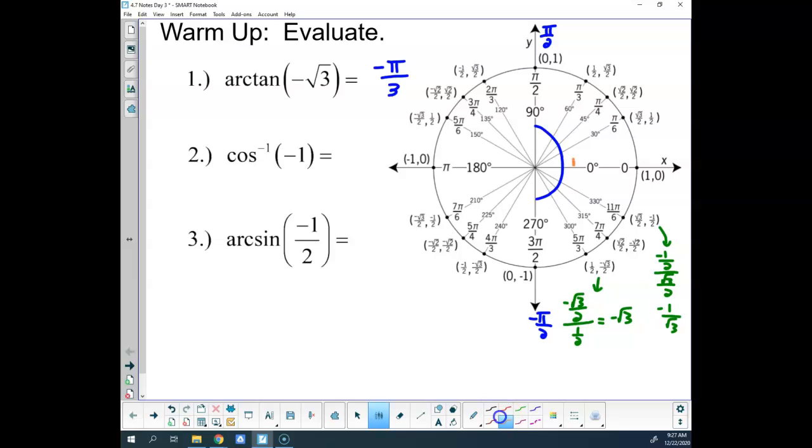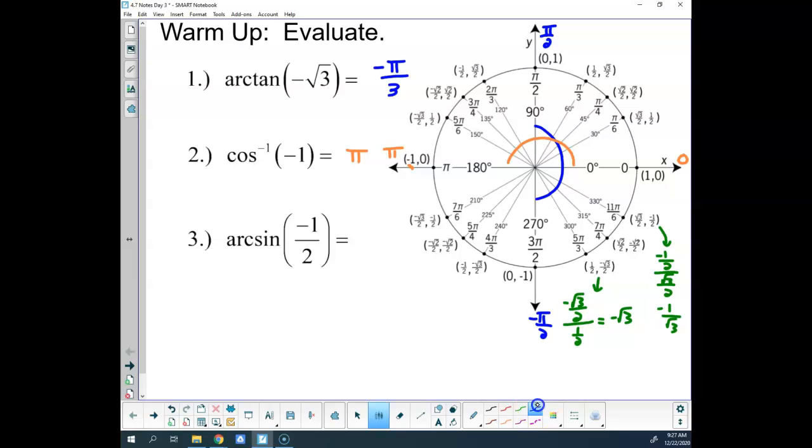Arccosine of -1. Cosine is the top half of the circle, and so that goes from 0 to π. Cosine is x, so that's out here at -1, so this one would just be π. Yes?